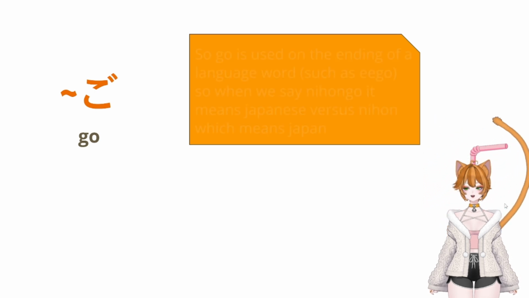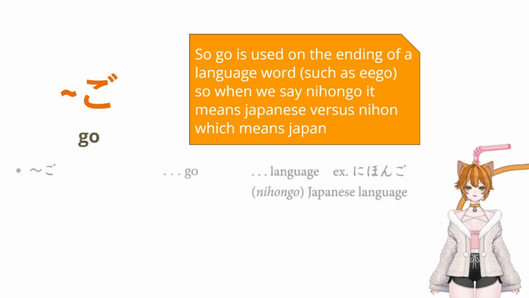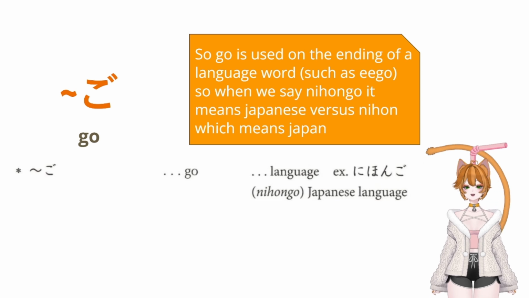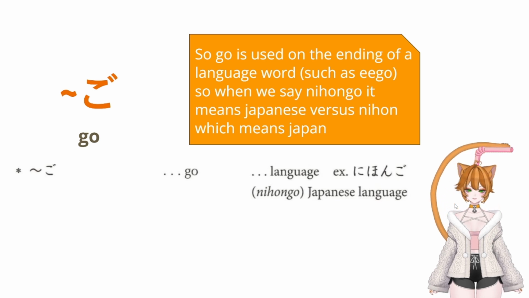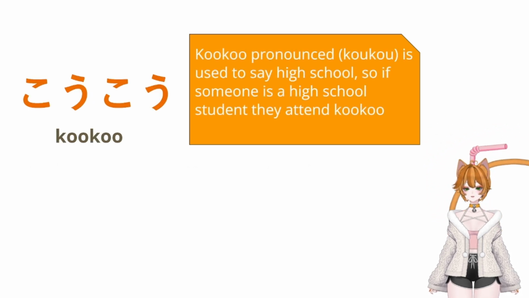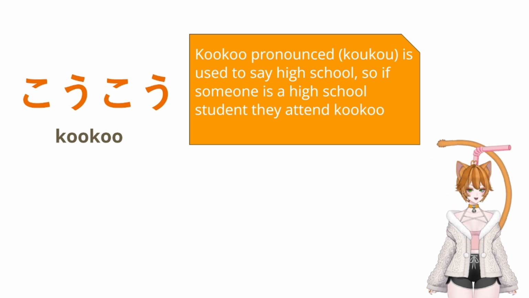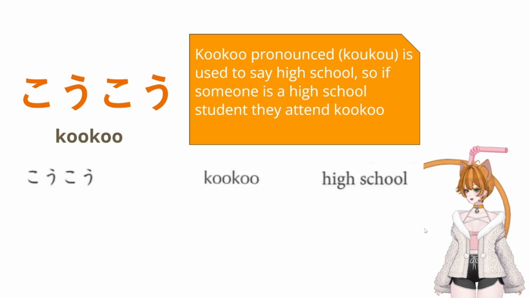All right, our next one here is go. Go is just an ending. We use this on the ending of language words, such as eigo. So when we say nihongo, it means Japanese, versus saying nihon, which means Japan. And you can see that here in our little example from the textbook. All right, our next one here is koko. Koko, pronounced K-O-U-K-O, not cuckoo, is used to say high school. So if someone is in high school, they attend koko.